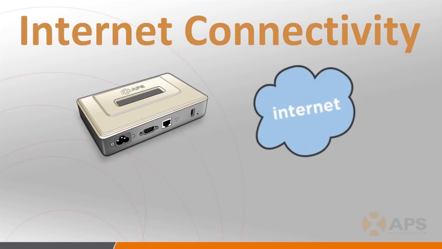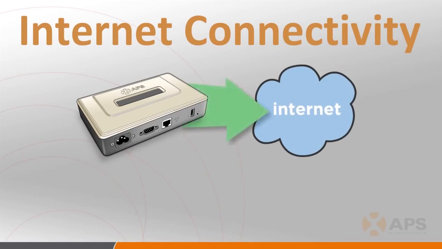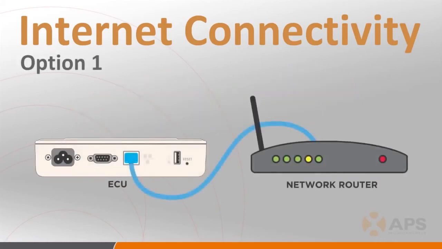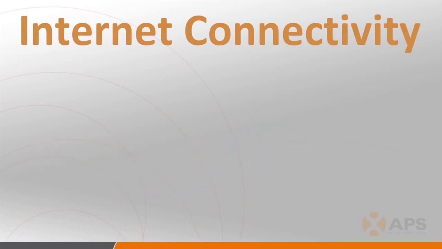With a stable PLC connection established between the inverters and the ECU, connect the ECU to the internet using one of the following three options. Option 1, which is the most straightforward approach, although not always convenient because of ECU placement, is to use a direct Cat5 Ethernet cable connection between the ECU and broadband network router.